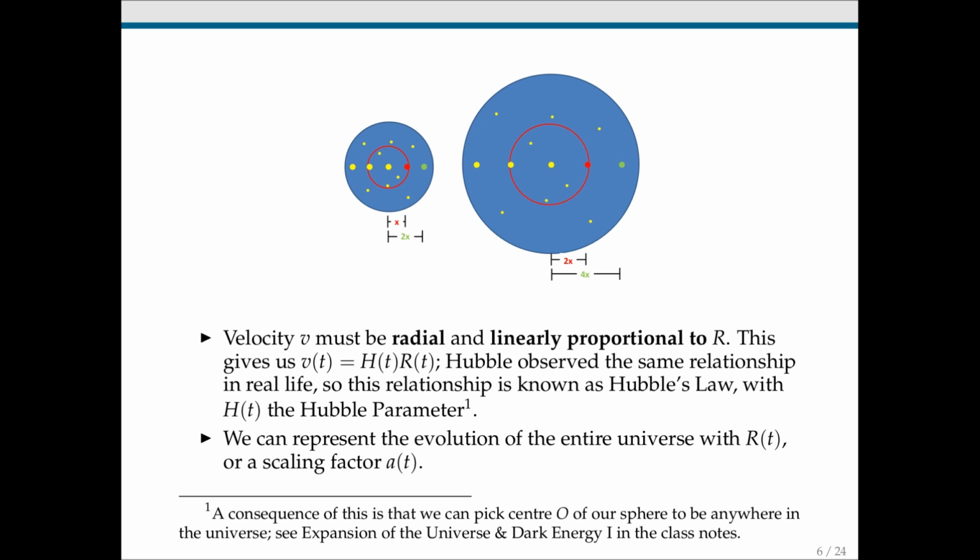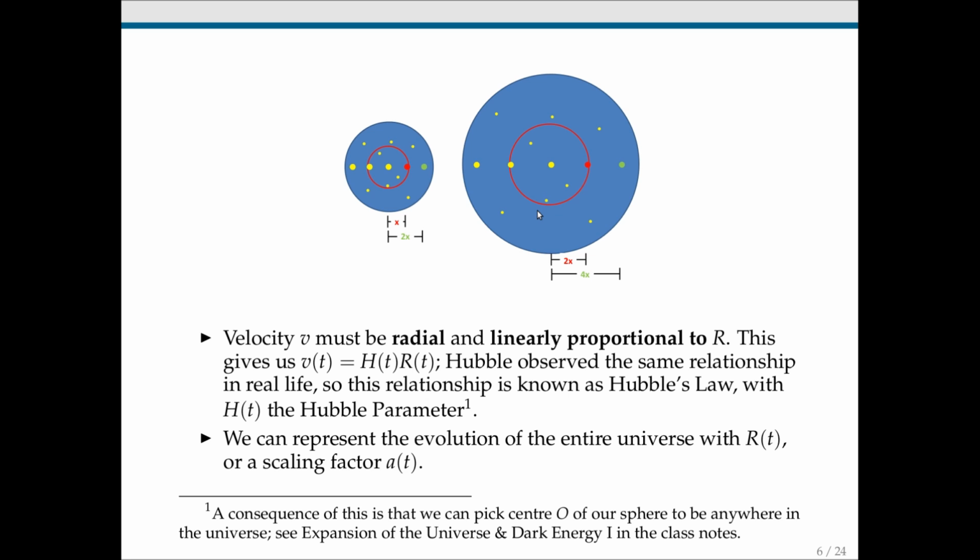The time it took to do that expansion, delta t, is the same, so the red dot moved with an average velocity of x over delta t, while the green dot moved with an average velocity 2x over delta t. We find that the velocity of the objects in the universe is equal to their distance from the origin times a constant. This is exactly what Hubble found for galaxies in our universe, so we call this relationship a Hubble law, and the constant the Hubble parameter.